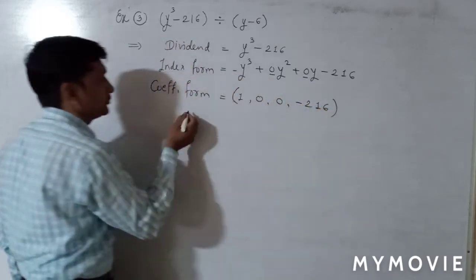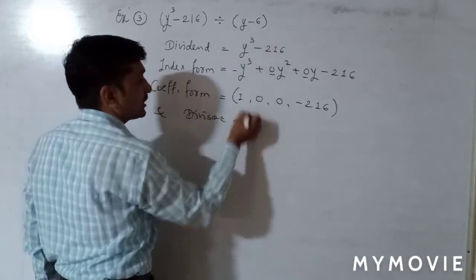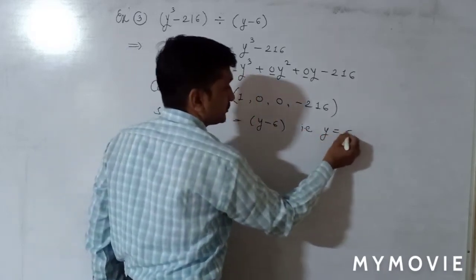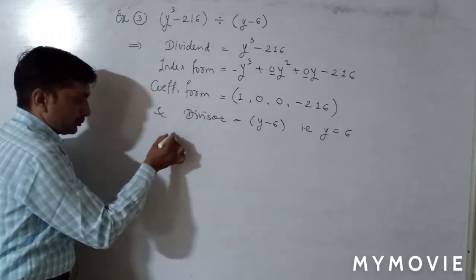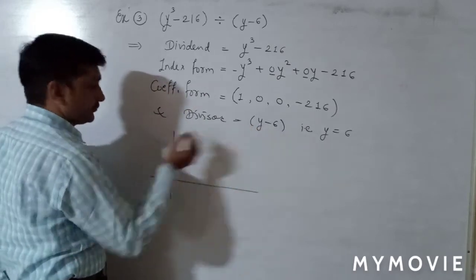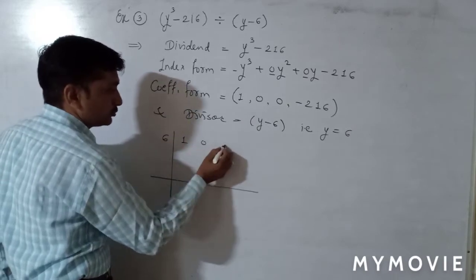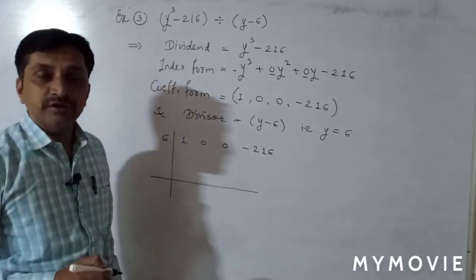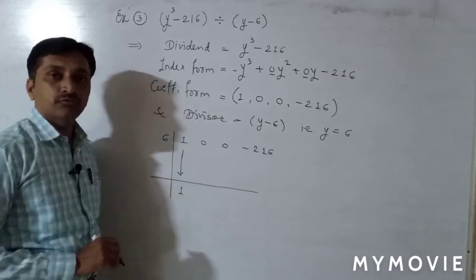This is coefficient form. And the divisor is y minus 6, therefore take the opposite value of minus 6, that is the divisor. Now the method: first row, second row, third row, divisor right here and all coefficients to the right: 1, 0, 0, minus 216. After that we write the first coefficient as it is in the third row, down, 1 as it is.